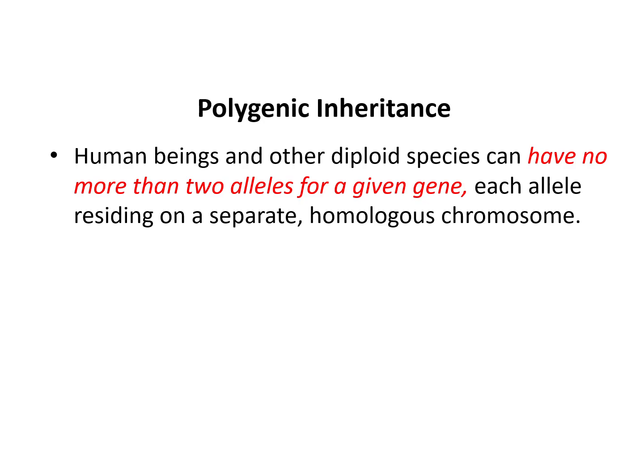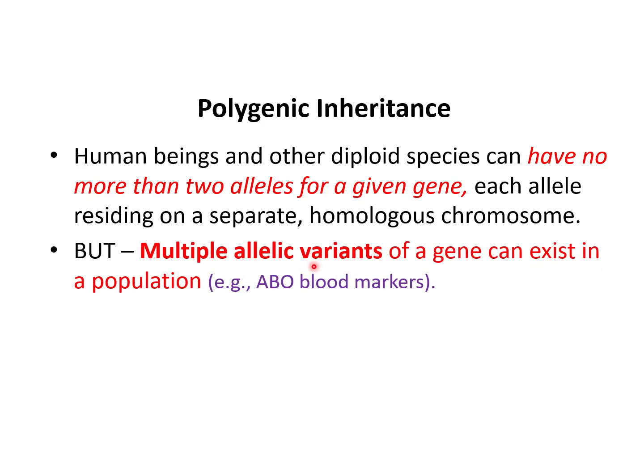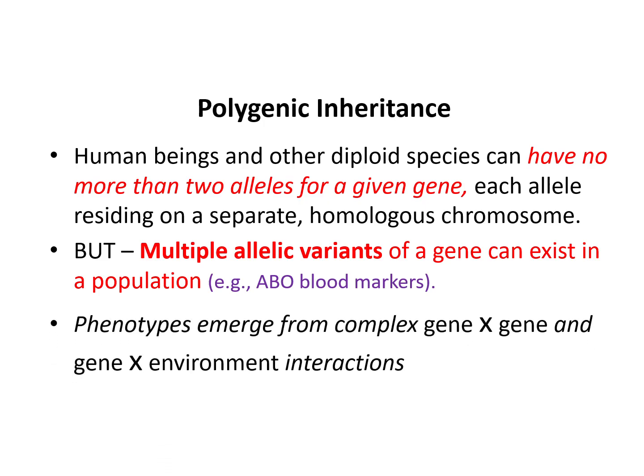The thing about polygenic inheritance is that given that we only can have 2 copies of a given gene in an individual, that's not enough to explain the variance that we see. So multiple variants of multiple genes can exist within a population. ABO is an example of this. It's codominant and polygenic. So we can get multiple genes and epigenetics, all driving phenotype.